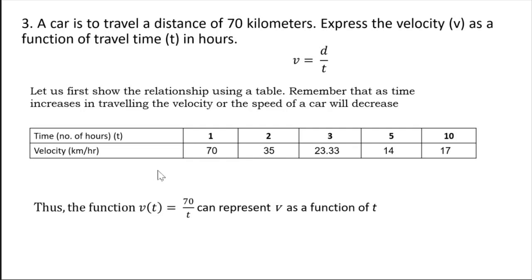So the function v of t is equal to 70 over t, where t is the time. So we can represent v as a function of t, or v of t. So I think you're ready for the practice.